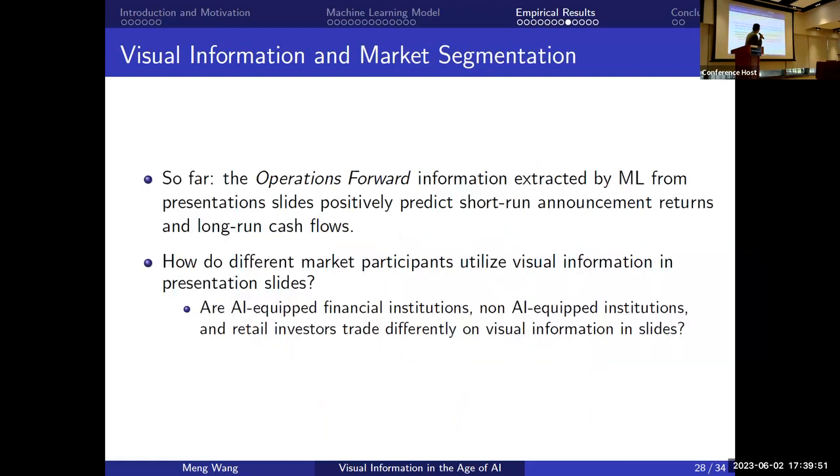So far, what we have seen is that operations forward information extracted by machine learning from presentation slides positively predicts short-run monthly returns and long-run cash flows. The next question we would like to explore is how different market participants utilize the visual information in presentation slides. To be more specific, we want to see whether AI-equipped financial institutions, non-AI-equipped financial institutions, and retail investors trade differently on the visual information in the slides.